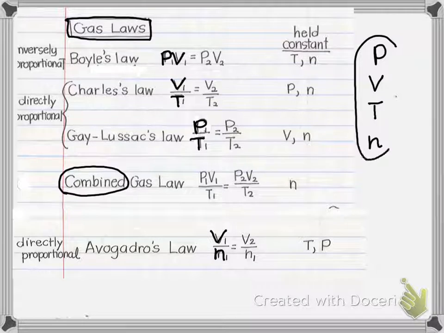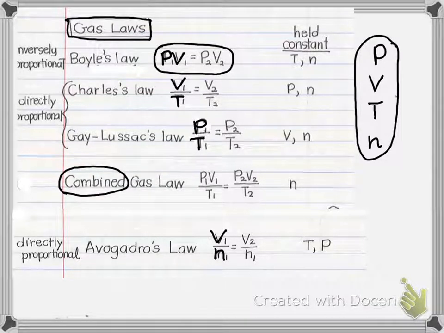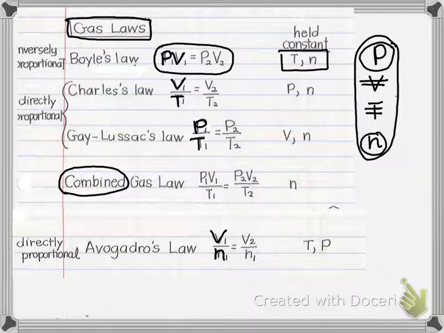Now, because there's four variables that are used to describe a gas, notice that when the variable is not used in the law, it has to be held constant. So, for example, Boyle's law uses pressure and volume, and so then the things that are held constant are the remaining two, temperature and amount. Or we can look at Charles' law, which uses volume and temperature, and so the things that are held constant are pressure and the amount. So if the variable is not in the gas law, it means that that variable is held constant.